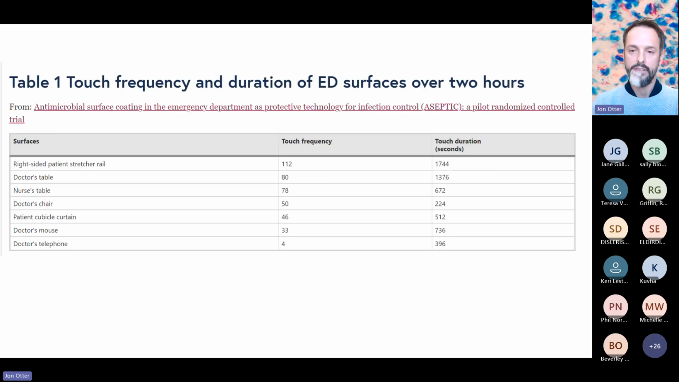I think this is almost my favorite part of the study. They did a nice little pilot evaluation, almost a time-in-motion type approach, where they observed touch frequency and duration in their ED over 2 hours. And what they found is that actually by some margin, this patient stretcher was the most frequently touched item. A couple of surprises here. If we look at the doctor's telephone, very rarely used. And some of the other items that you might expect to be the most frequently touched were not. So that's why they chose the patient stretcher as the surface to inoculate in this study.